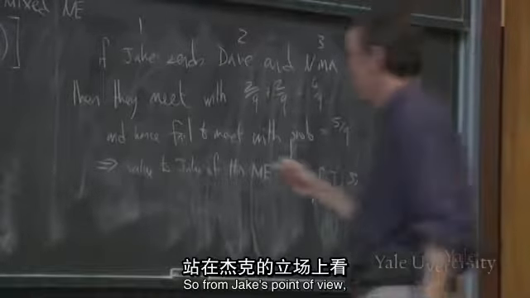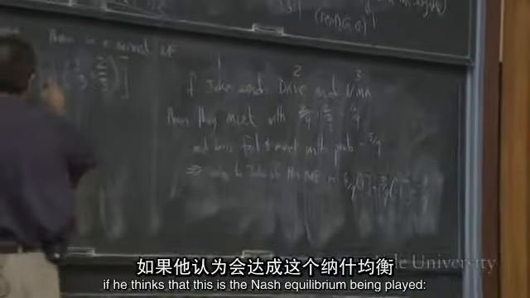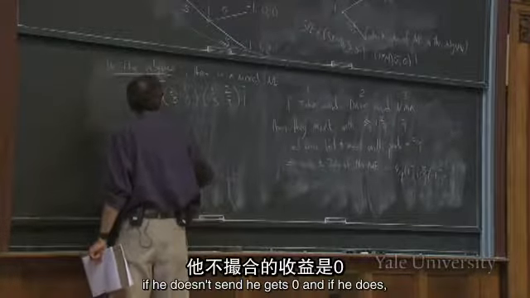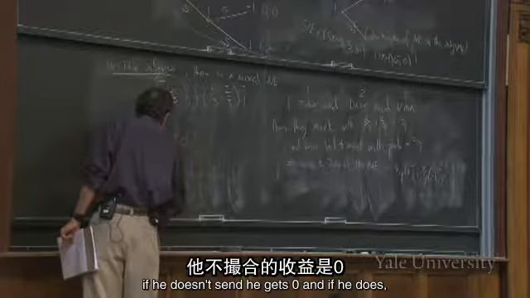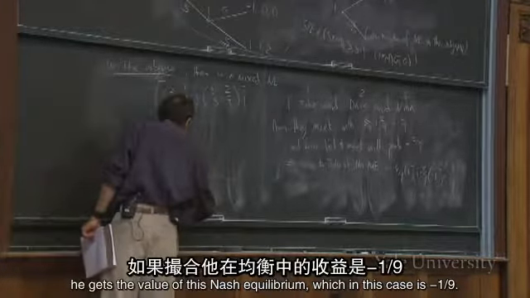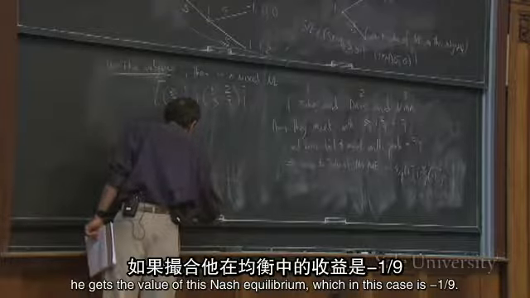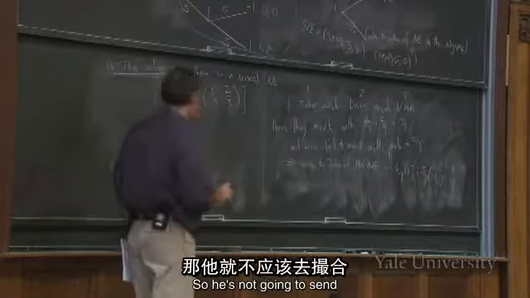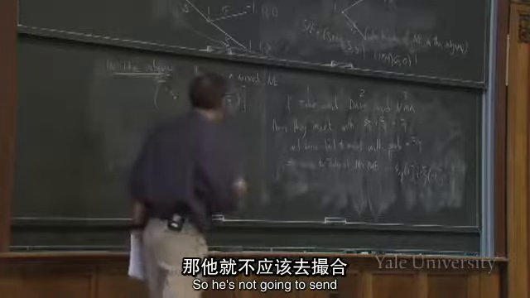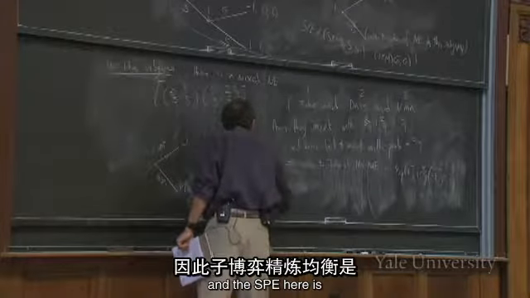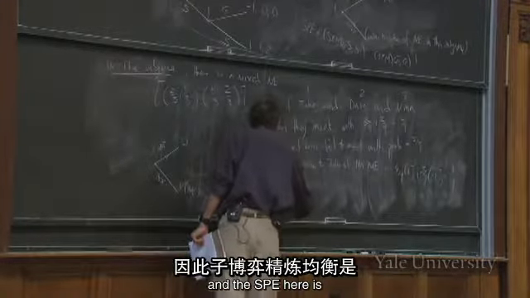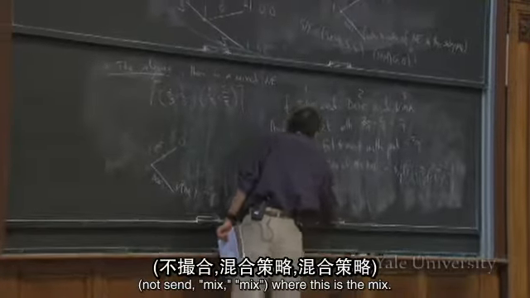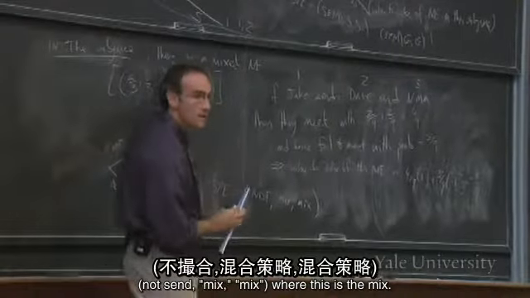All right? So from Jake's point of view, what this game looks like, if he thinks that this is the Nash equilibrium being played, if he doesn't send, he gets 0, and if he does, he gets the value of this Nash equilibrium, which in this case is -1/9. So he's not going to send. All right, and the SPE here is not send, mix. All right, where this is the mix.